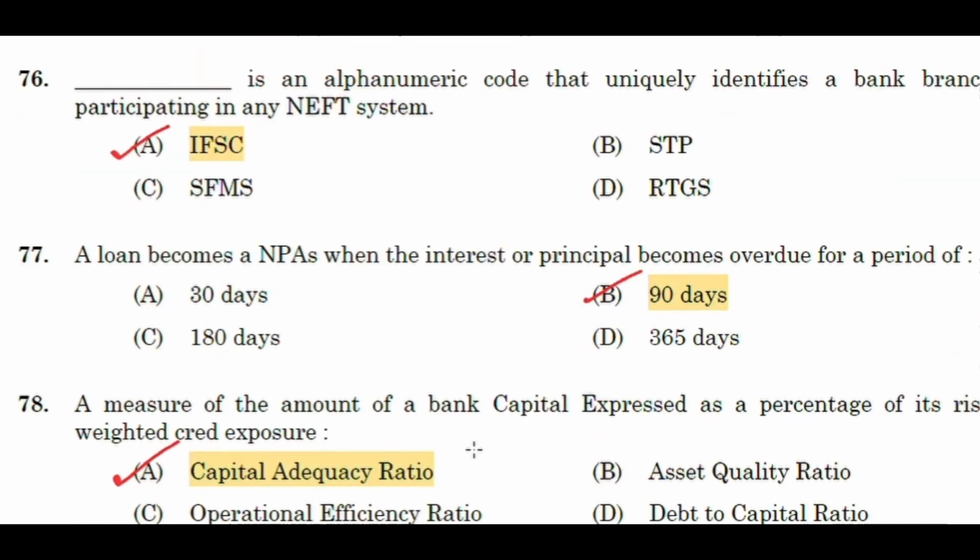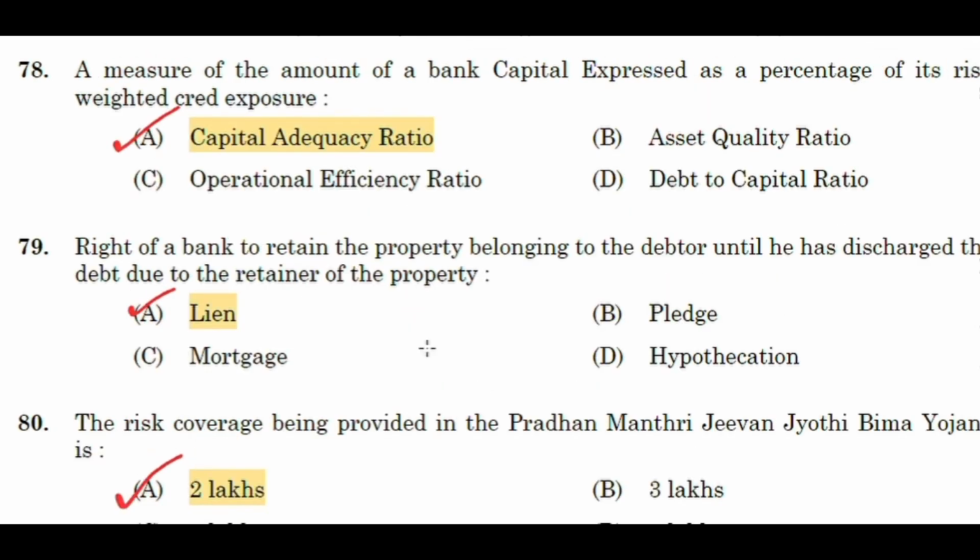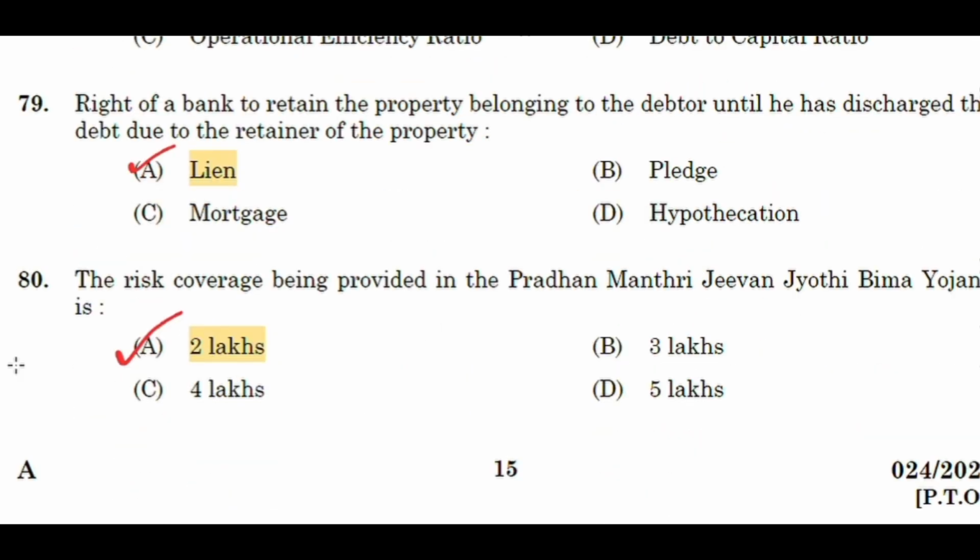A loan becomes an NPA when the interest or principal becomes overdue for a period of? Answer is option B, 90 days. A measure of the amount of a bank's capital expressed as a percentage of its risk-weighted credit exposure? Answer is option A, capital adequacy ratio. Right of a bank to retain the property belonging to the debtor until he has discharged the debt due to the retainer of the property? Answer is a lien. The risk coverage provided in the Pradhan Mantri Jeevan Jyoti Bima Yojana is, answer A, 2 lakhs.